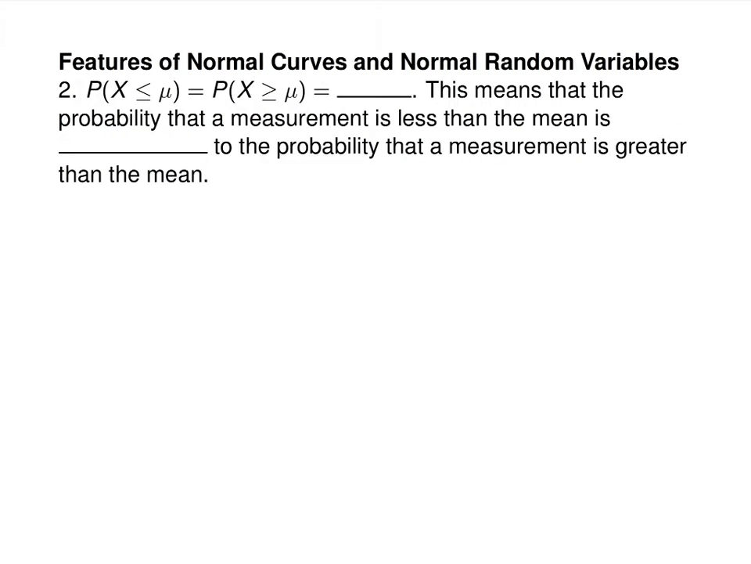Okay, this must be pretty intuitive. Your mean is your middle value, right? What's the area under the curve to the left of the mean and to the right of the mean? Well, one at a time. The area to the left has to be 0.5. The area to the right has to be 0.5. The mean divides that area of 1 into halves, right? So this means that the probability that a measurement is less than the mean is equal to the chances that it's greater than the mean.